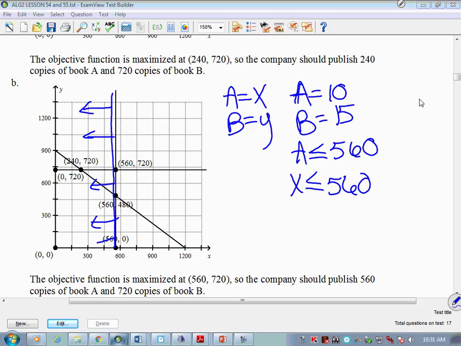Okay, you follow me? All right, my profit on B, I can only make up to 720 of those. Well, if y is less than or equal to 720, y is a what type of line? Horizontal line. So I'm going to find at 720 a horizontal line. Now keep in mind, I can only make up to 720. I could make less. So which side of that line am I going to shade? I'm going to shade down.